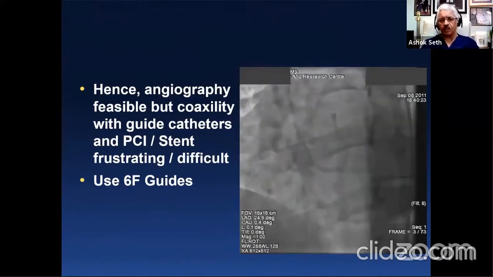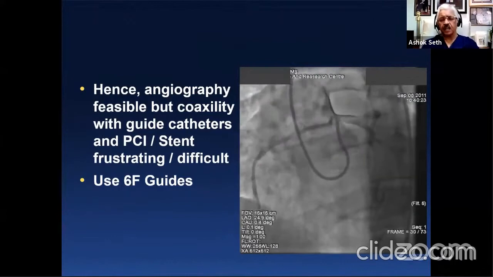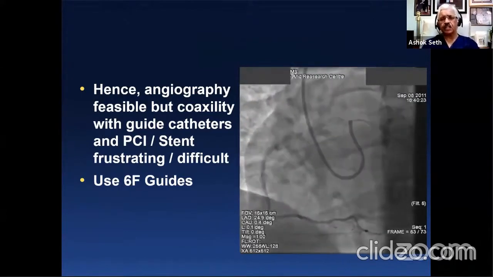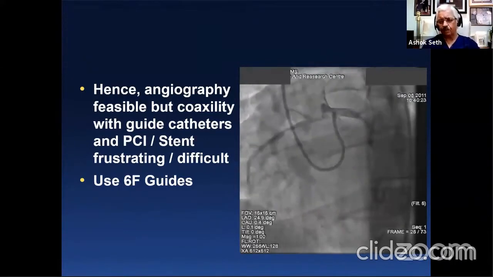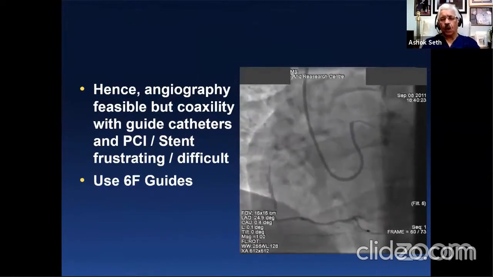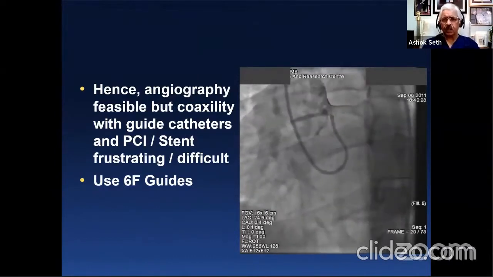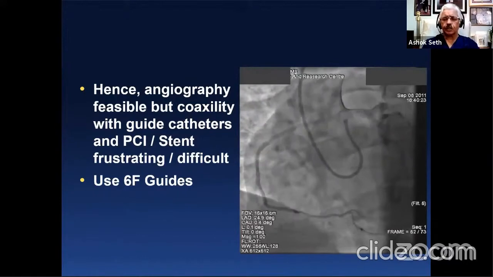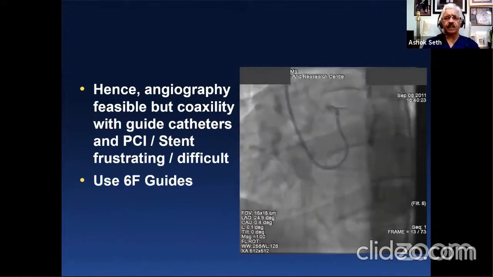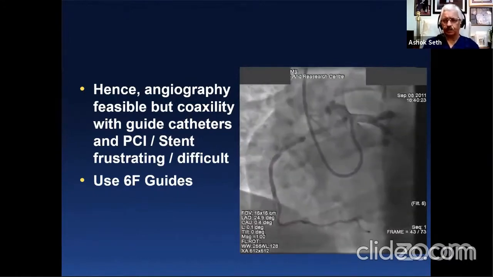So here's my first recommendation to you. Use 6 French guiding catheters. The reason for using 6 French guiding catheters is they can behave more like diagnostic catheters. On occasions, it's easier to get diagnostic catheters into these ostia to take angiograms, but it's very difficult to align guiding catheters to do a PCI.